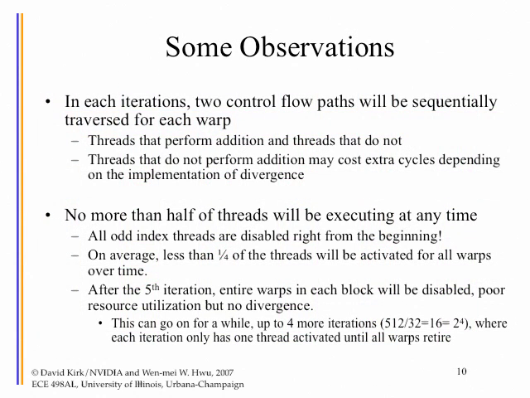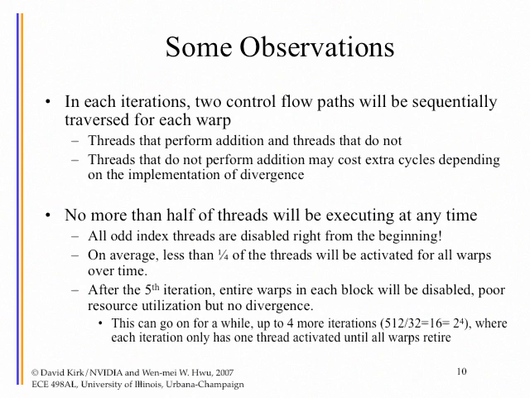So let's make a few observations about this execution. Any questions about this execution? Okay, good. In each iteration, 2 control flow paths will sequentially traverse for each warp. So in that for loop, you will end up seeing 2 different control paths: threads that perform addition and threads that do not, right? It all depends on whether there are multiples of the stride at that point.